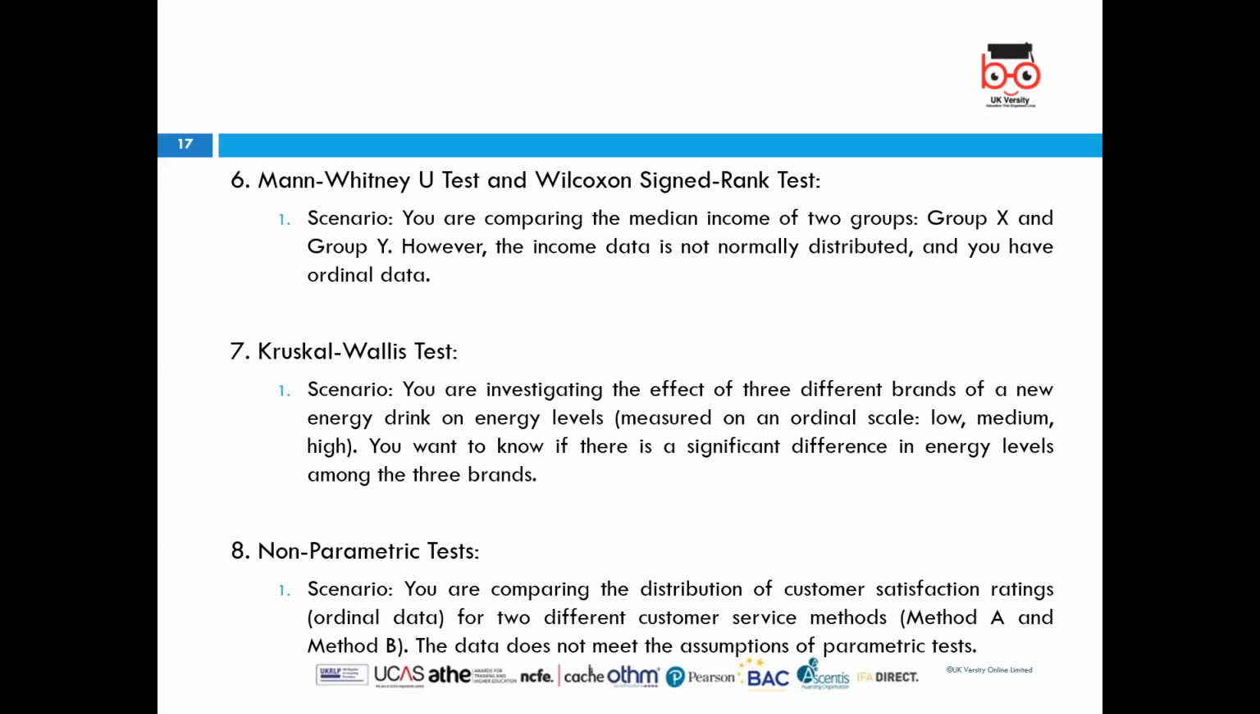Then for the Mann-Whitney U test and Wilcoxon signed rank test, the scenario is you are comparing the median income of two groups, group X and group Y. However, the income data is not normally distributed and you have ordinal data. Then you have the Kruskal-Wallis test.